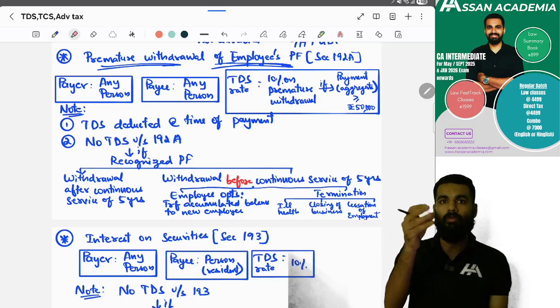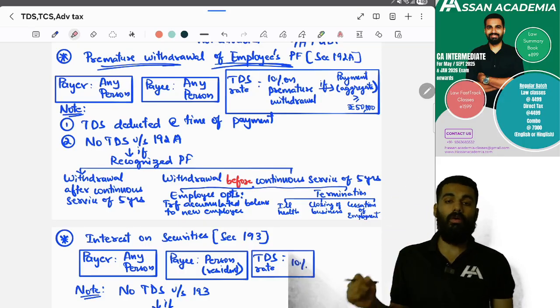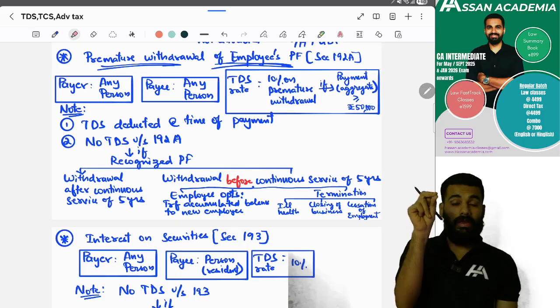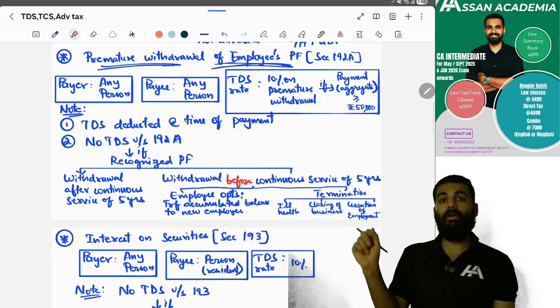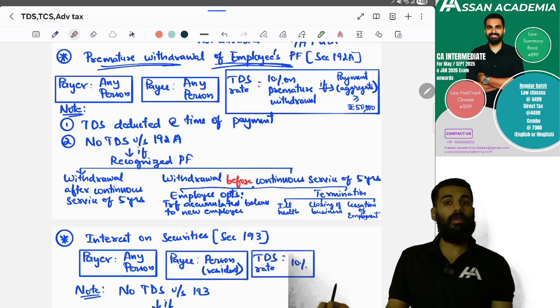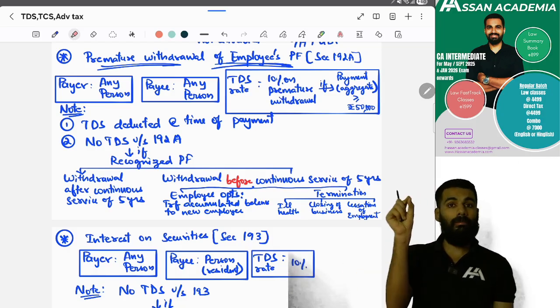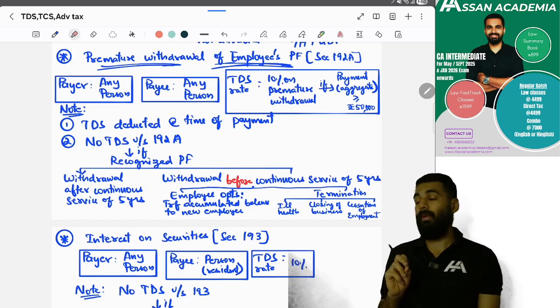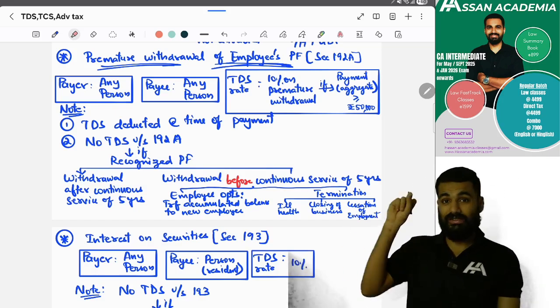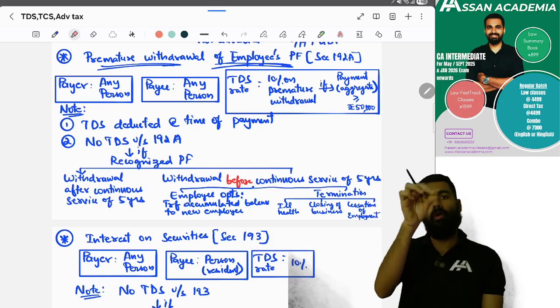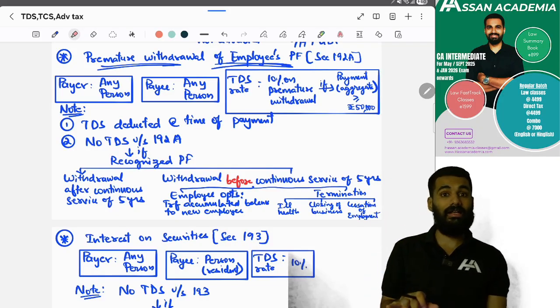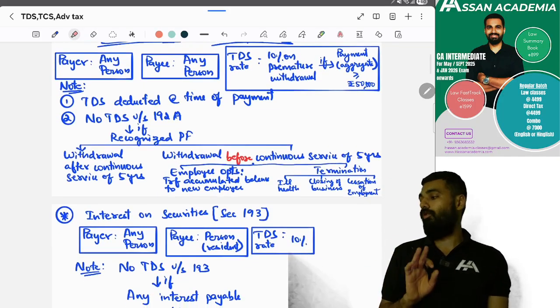I will tell in 1 minute. I will ask you the question. Now, any person making payment of the withdrawal of the employees provident fund, then 10% TDS will be deducted if the payment is 50,000 rupees or more. If it is touching 50,000 or more, then TDS will be attracted at 10%. Yes or no? This will be deducted at the time of payment.